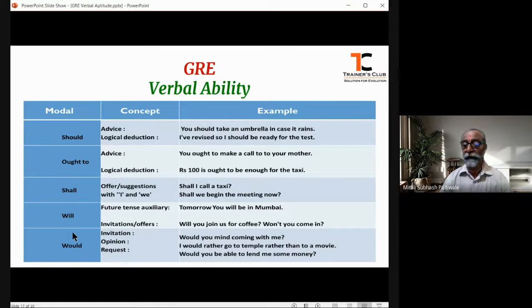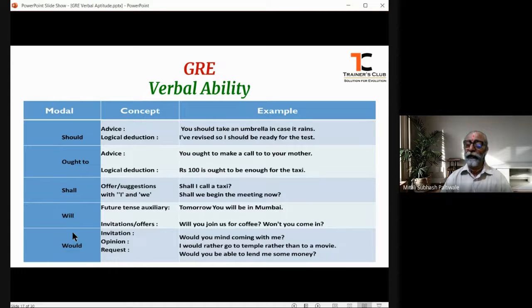Then is the word would. Would is normally used for making invitations, like, would you mind coming out with me for dinner today? Would you mind joining me in the party of my friend? These sort of things. Then giving opinions. Means when you want to give your opinion, not suggestion. When you want to give your opinion, say that I would rather stay at home and read instead of coming to the movie. I would go to temple instead of going to a park. So these sort of things, what you opine, you can use it.